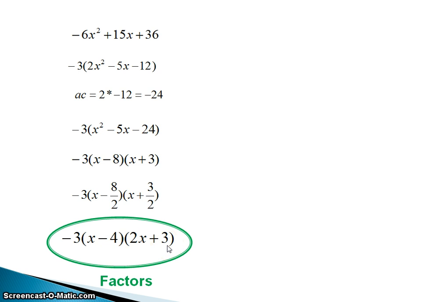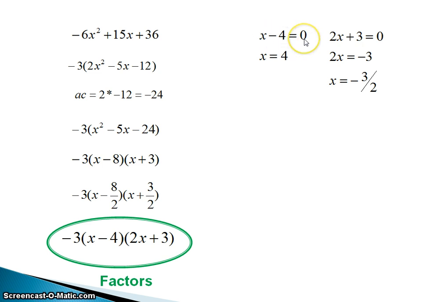But wait, those are my factors. But why do I find factors in the first place? I find factors so that I can solve for x. I started with this original quadratic expression. I want to solve for x. And so I'm going to take my factors and set each one equal to 0.